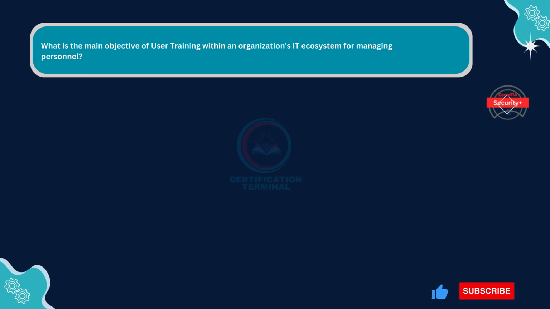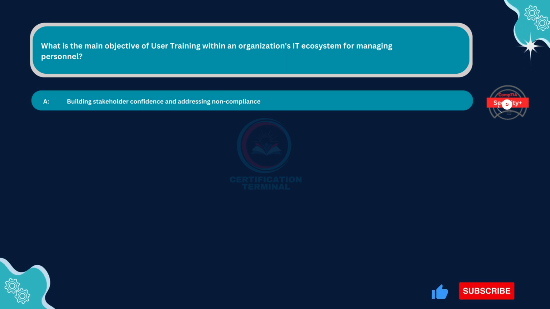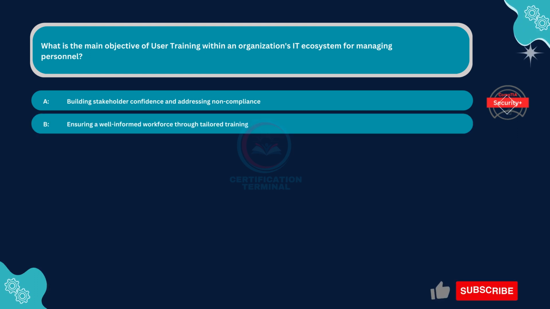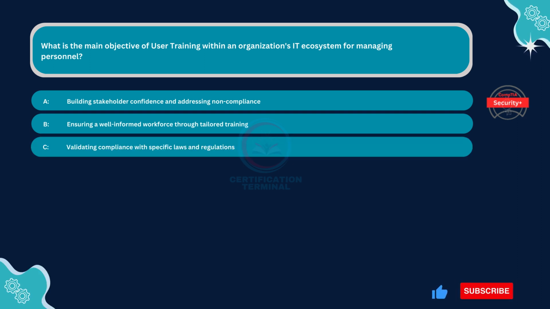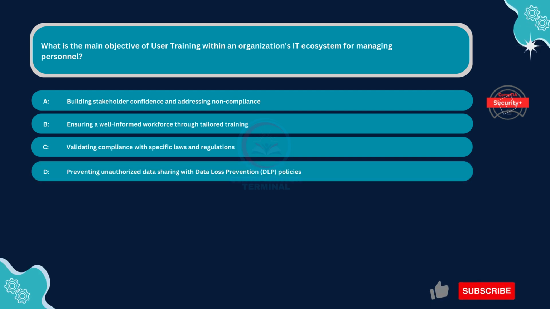Next question. What is the main objective of user training within an organization's IT ecosystem for managing personnel? Option A, building stakeholder confidence and addressing non-compliance. Option B, ensuring a well-informed workforce through tailored training. Option C, validating compliance with specific laws and regulations. Option D, preventing unauthorized data sharing with data loss prevention policies.